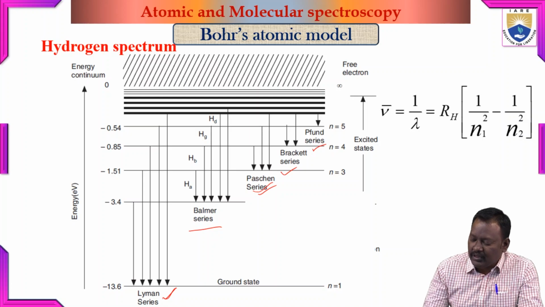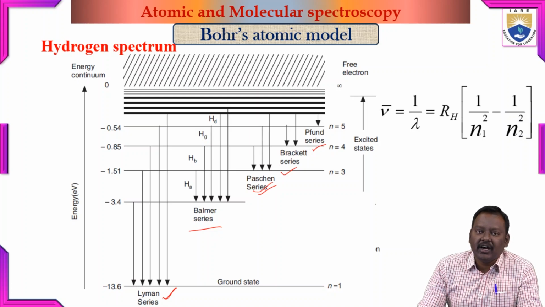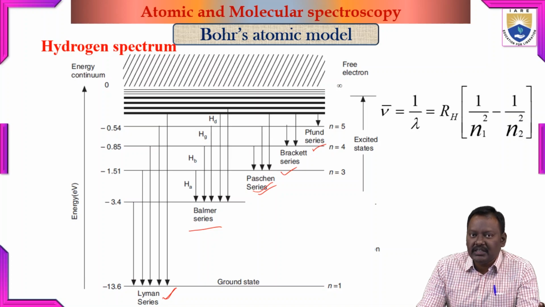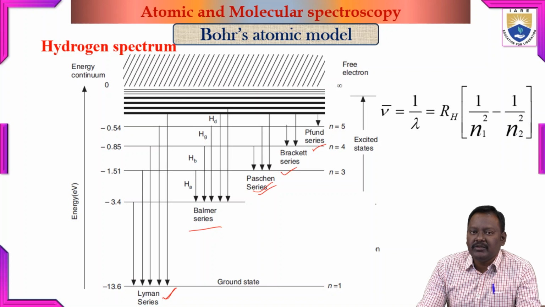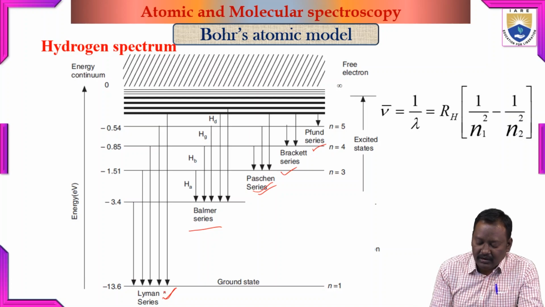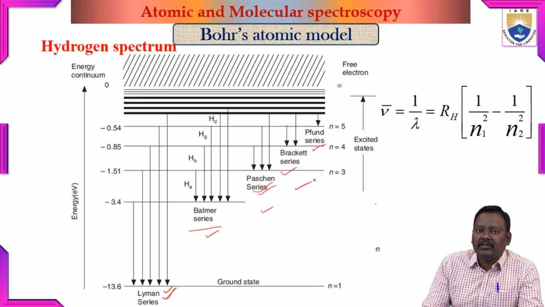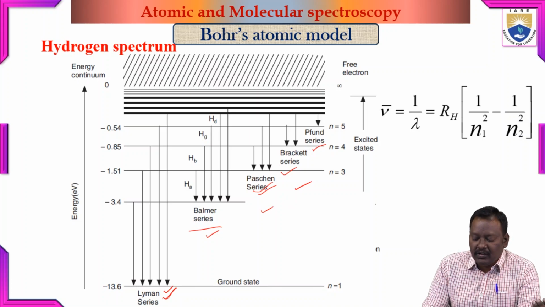So this is only due to the existence of stationary orbits, and while the atoms are moving in those stationary orbits, that particular electron does not emit any radiation. The emission of radiation occurs only when the electron is jumping from higher orbits to the lower orbits. So these lines are observable only when the electron is jumping from higher orbits to the lower orbits.